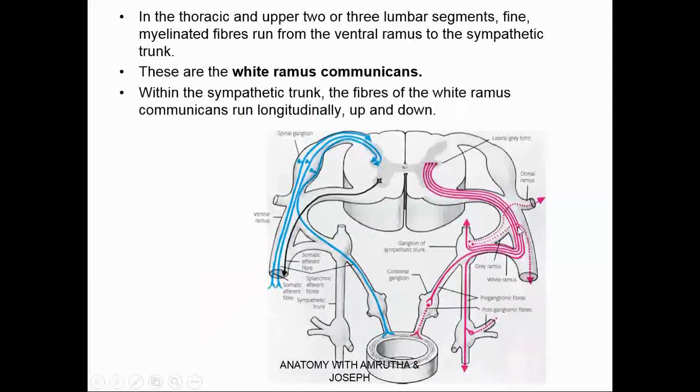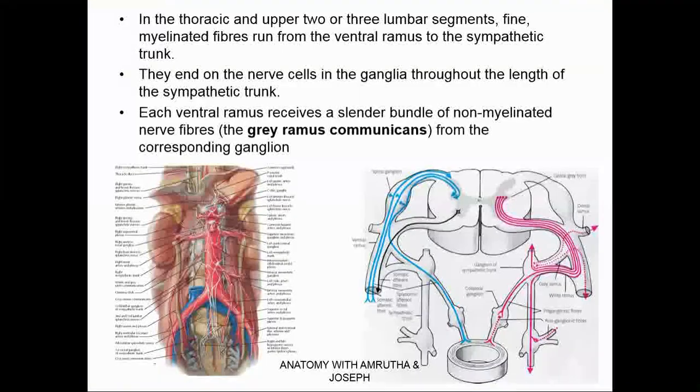So we have white rami communicants and gray rami communicants, and white rami communicants have a different fate. The white rami communicants are present in the thoracic region and the upper 2 or 3 lumbar segments. They enter into the sympathetic ganglia for the synapse and leave back through the gray rami communicants, which arise from the sympathetic ganglia and go into the spinal nerve.